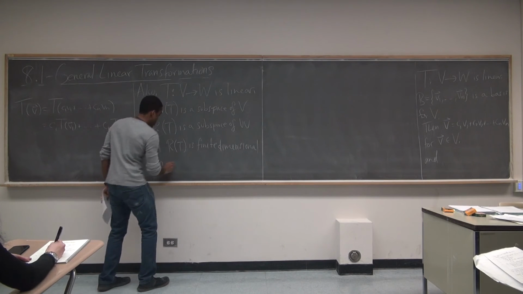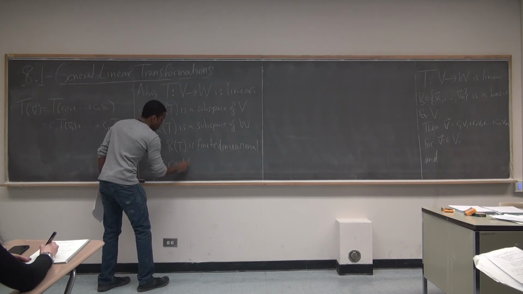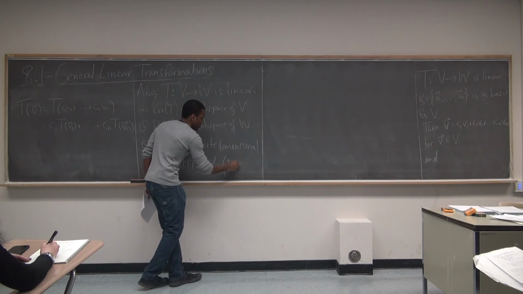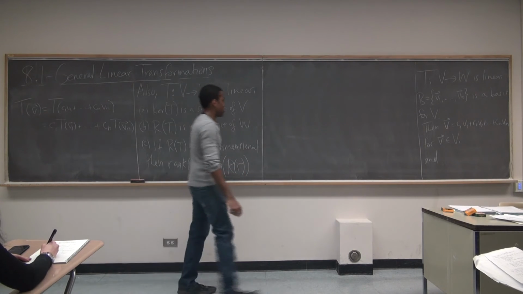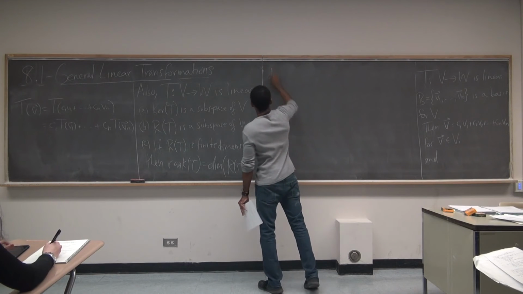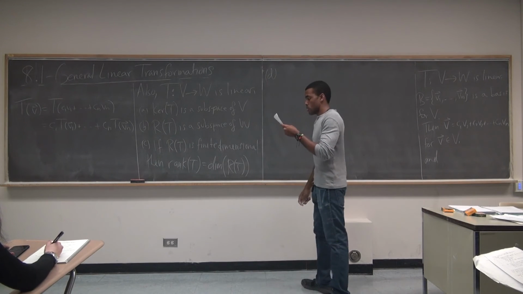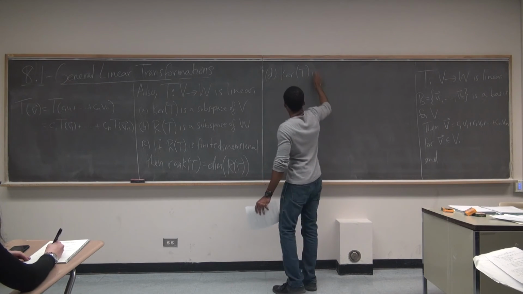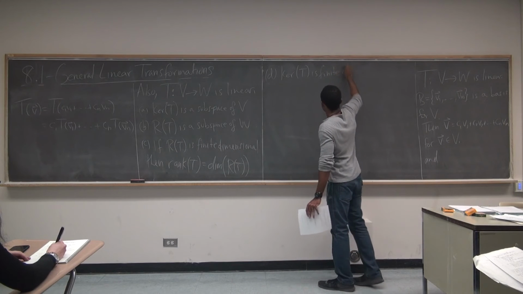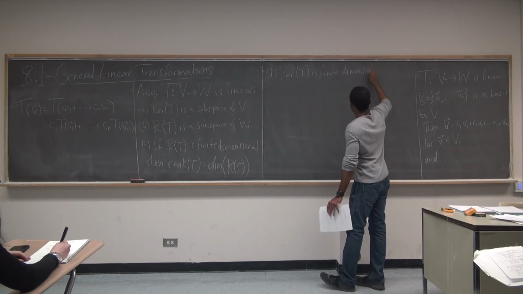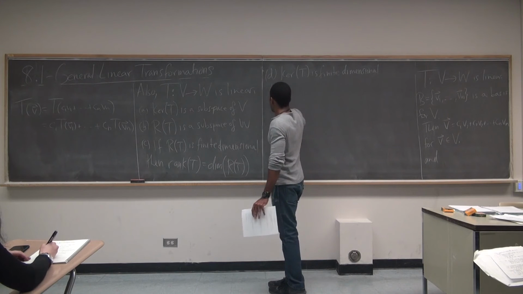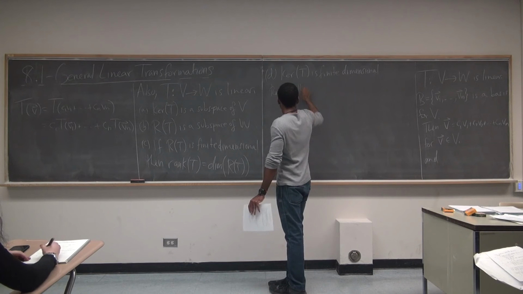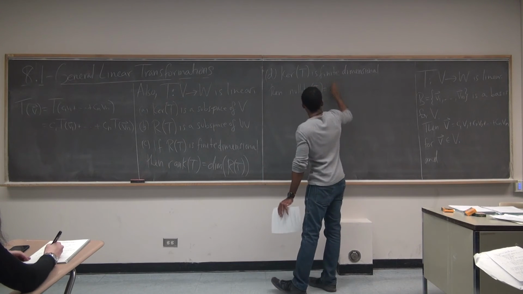then the rank of T is actually equal to the dimension of R of T. D. If the kernel of T is finite dimensional, then the nullity of T is just the dimension of the kernel.